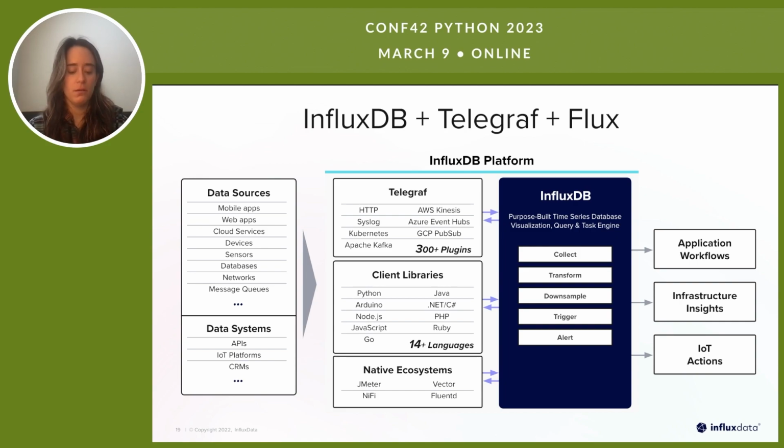The main goal of InfluxDB and InfluxData, just to re-summarize, is that you can get data from a lot of different sources and pull that data into InfluxDB with a variety of different tools. Then you can use InfluxDB itself to not only transform and downsample that data, but create triggers and alerts, and even use Flux, which is the query and scripting language for InfluxDB OSS, to also collect that data. And then you want to be able to send that data for additional application workflows to gain infrastructure insights and even perform IoT actions.